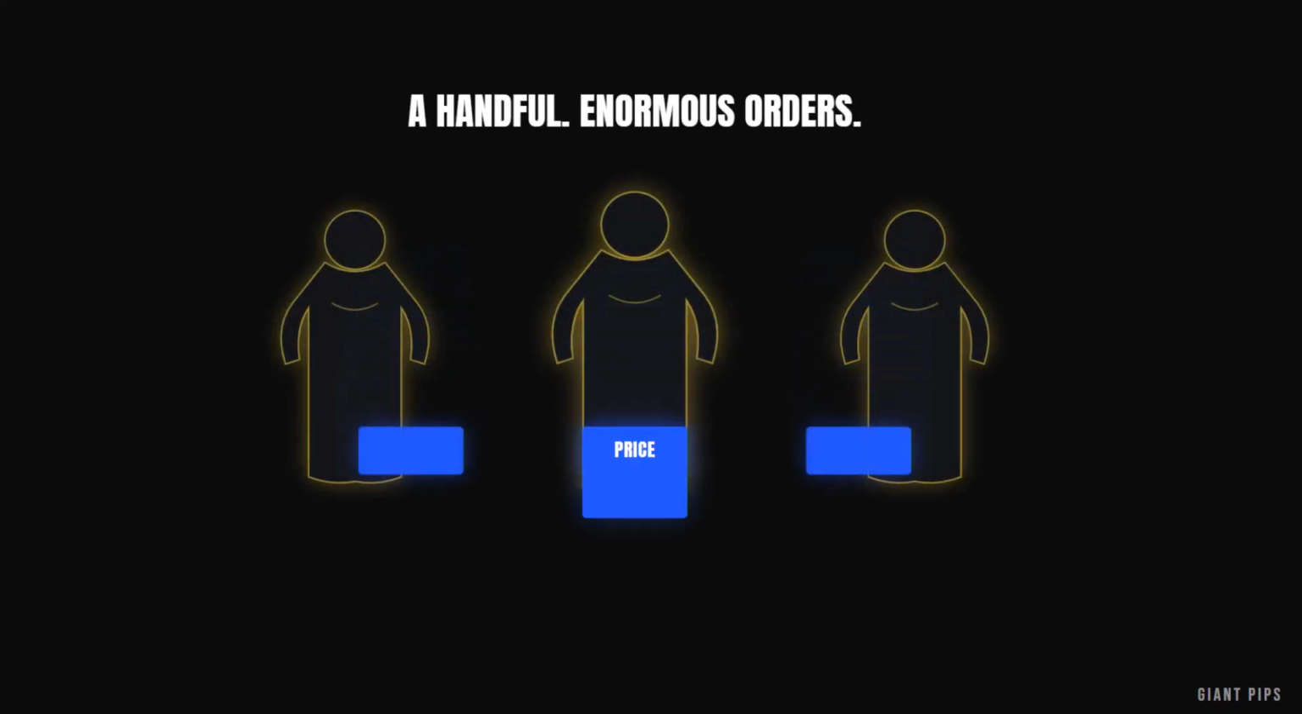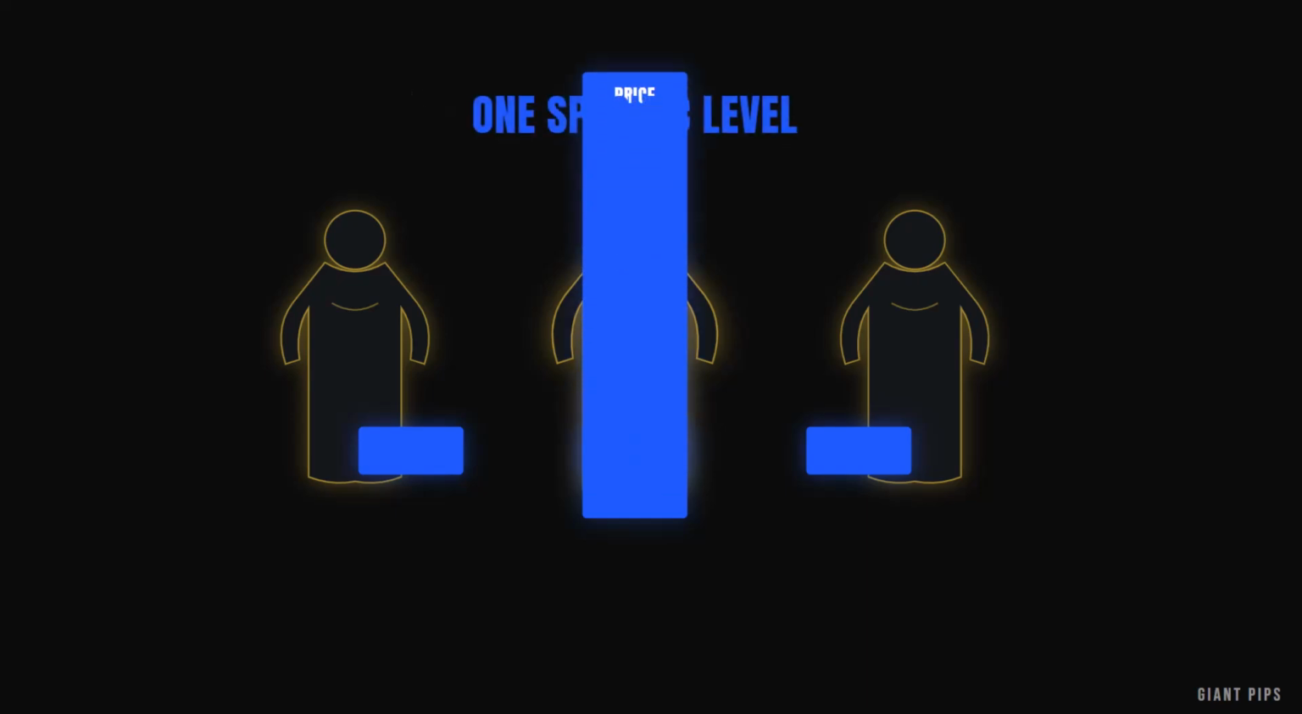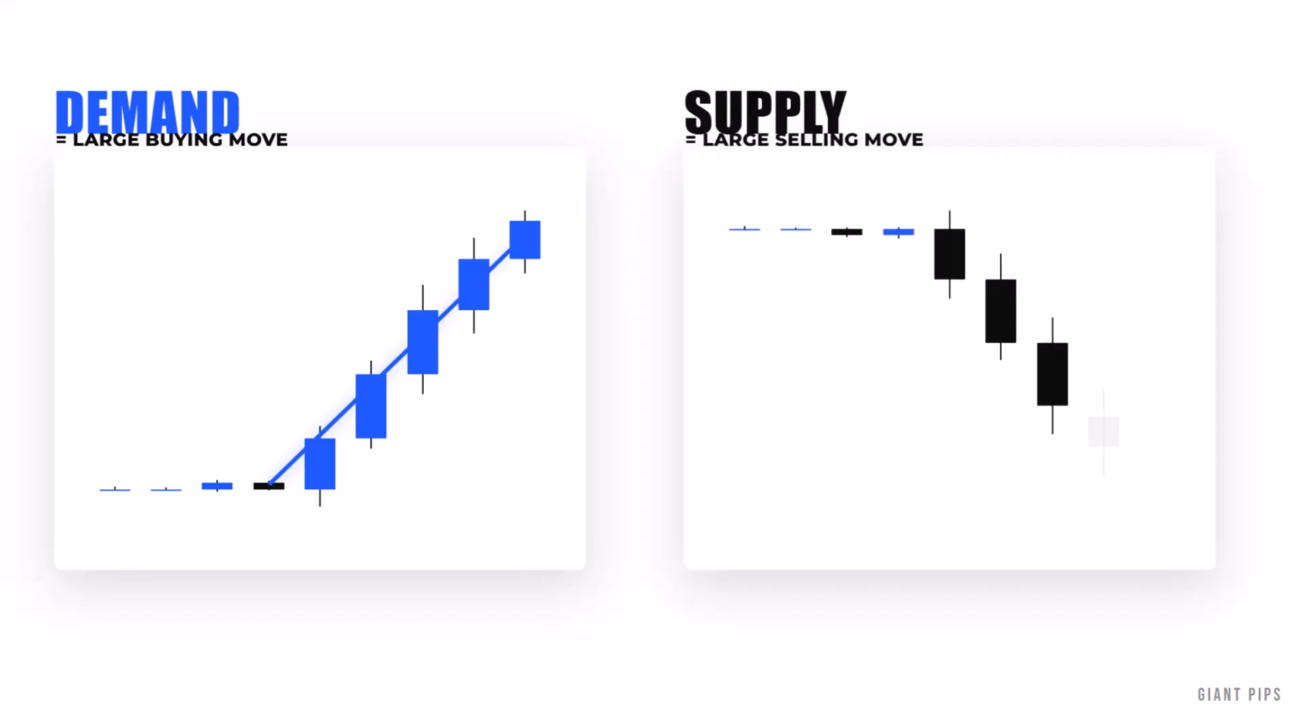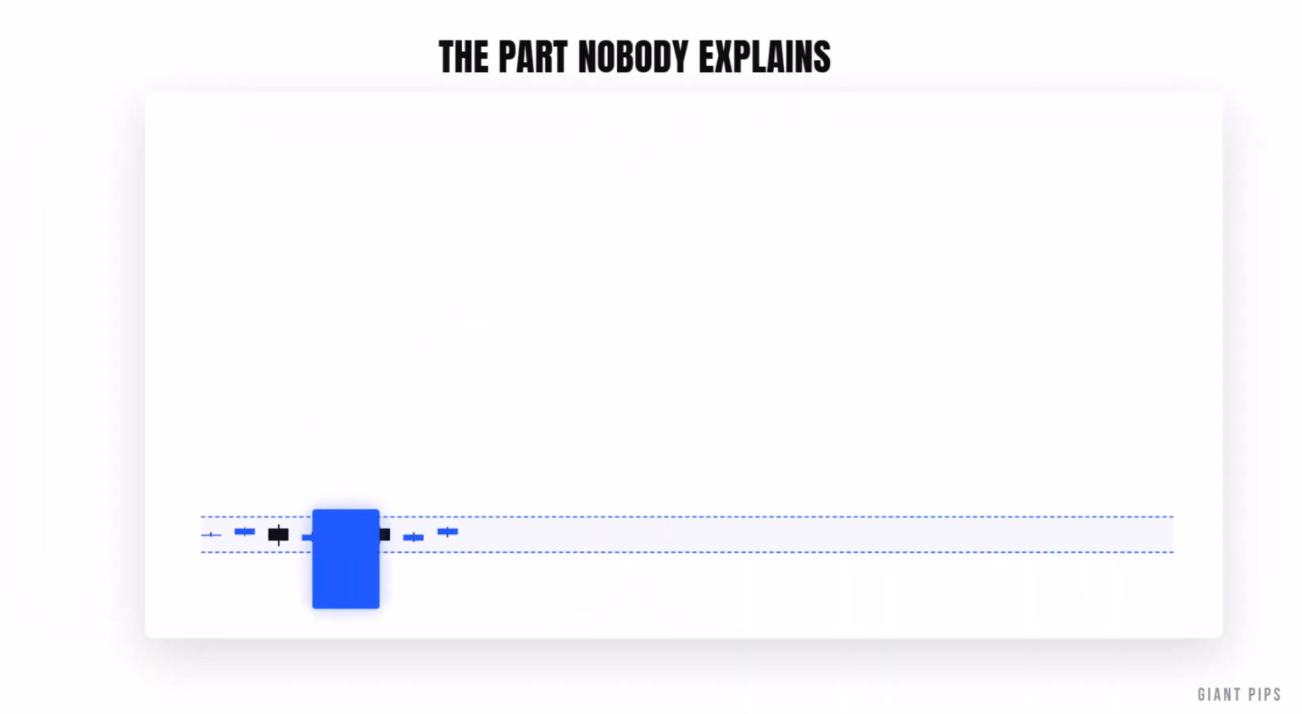You don't need millions of traders at one price to move a market. You need a handful of very large players slamming enormous orders in at one specific level. That's what shoves price violently in one direction. So when I say demand, I'm talking about a large buying move, a spot on the chart where price rocketed straight up because big money stepped in and bought aggressively. And when I say supply, I'm talking about a large selling move, a spot where price collapsed because big money dumped into the market.